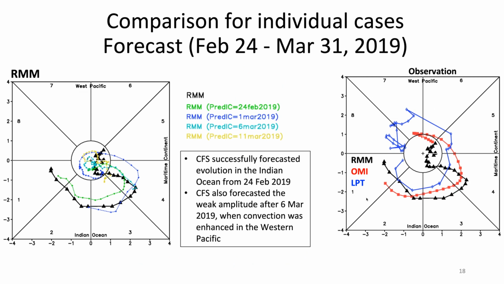What this indicates is that before the convection developed in the Indian Ocean, the model was not able to forecast the evolution of the RMM index. And after that, the model did a very good job in the forecast. So next one, please.